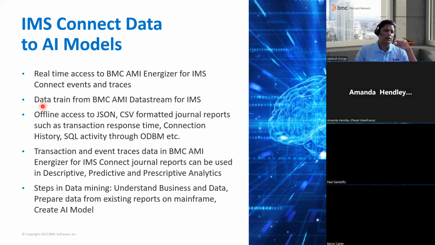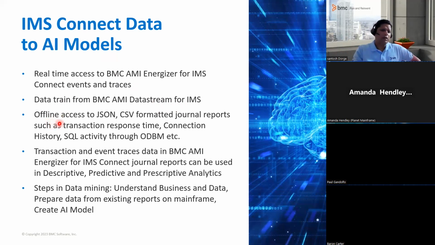Then we have something called data stream from BMC AMI Data Stream for IMS, which extracts the real-time information from some of the events related to the security in the IMS Connect, and most of the information from the IMS real-time logs, and then that information is created as data and can be used in the AI models as a data stream.